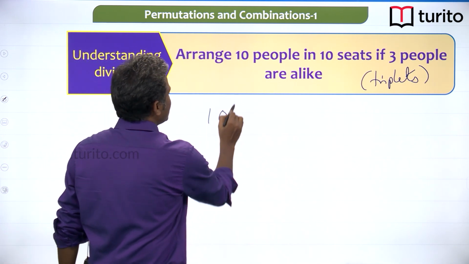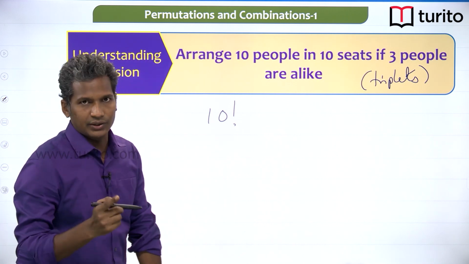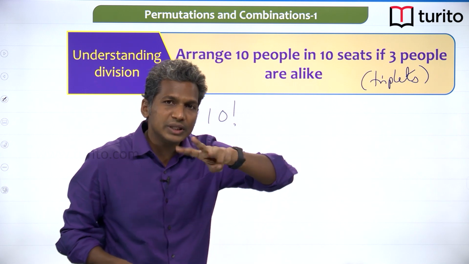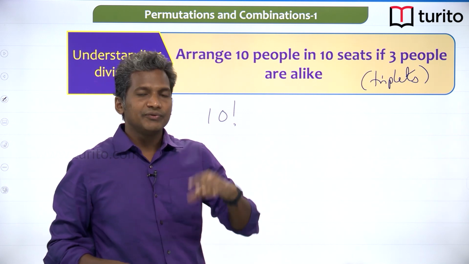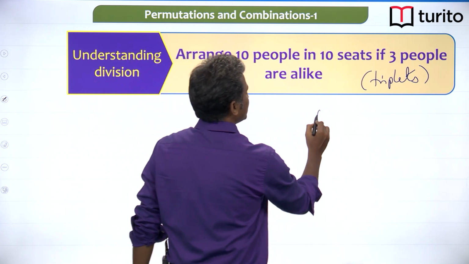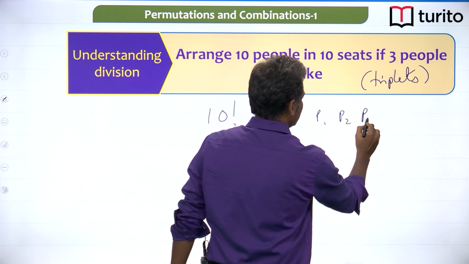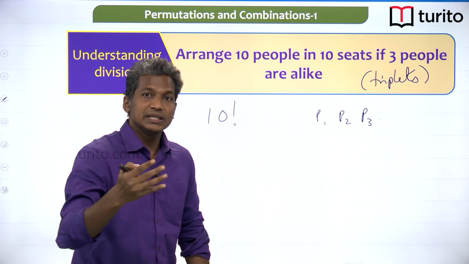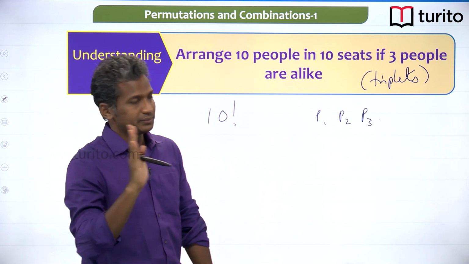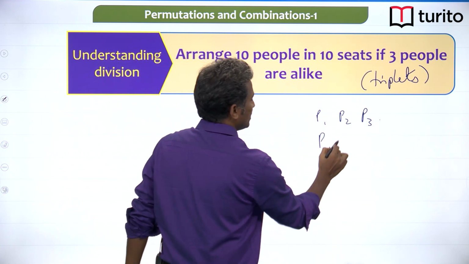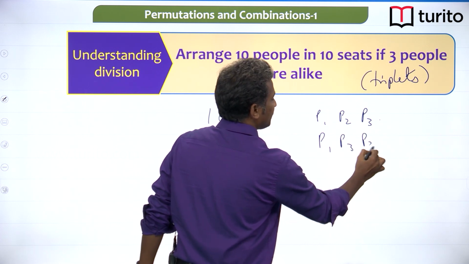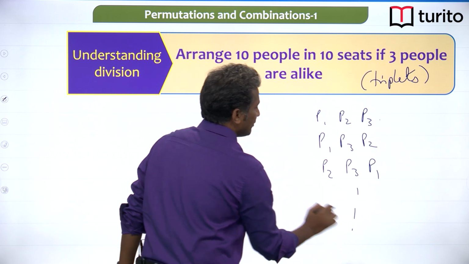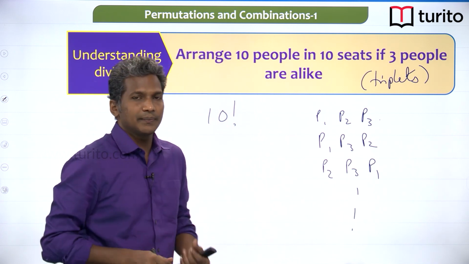Now, maximum arrangements we will get is 10 factorial. But how many orders are possible among these 3 people? If you name them as P1, P2, P3, how many different arrangements among them are possible? 6 different arrangements are possible. So, for example, P1, P3, P2 and P2, P3, P1 and so on. So, this way we will get total 6 orders.